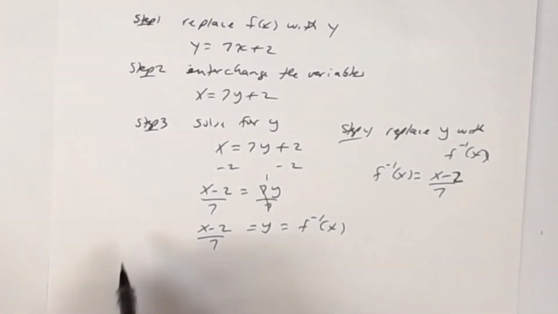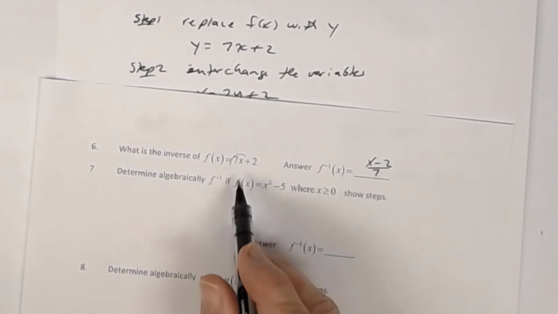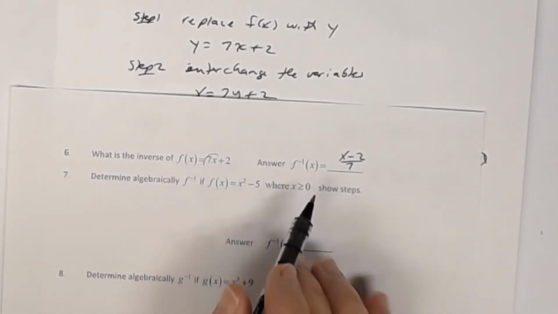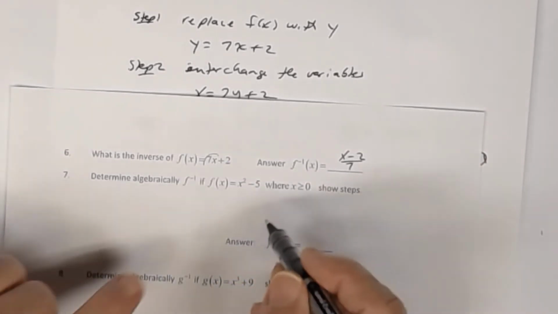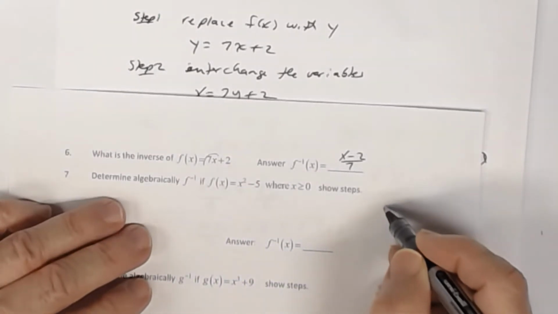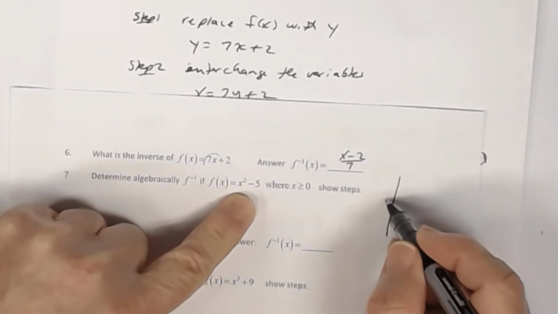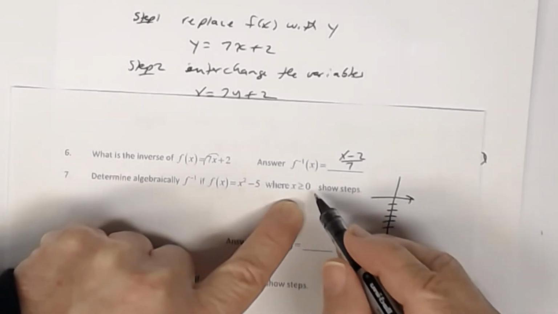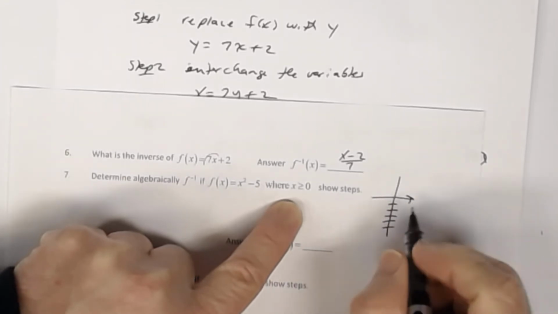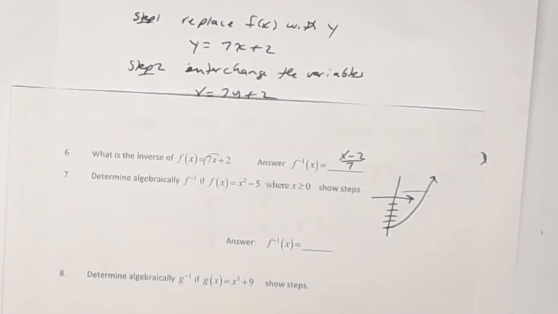Number 7. First of all, notice that this is a quadratic function, and you may say a quadratic function is not one-to-one. That's true, but we're restricting the domain, and that's important. If you were to graph this, and you didn't have to, you take your parent function x squared and move it down 5: 1, 2, 3, 4, 5. Then you're only looking at the part of the graph where x is greater than or equal to 0, so that's on this side. Notice it passes the horizontal line test.